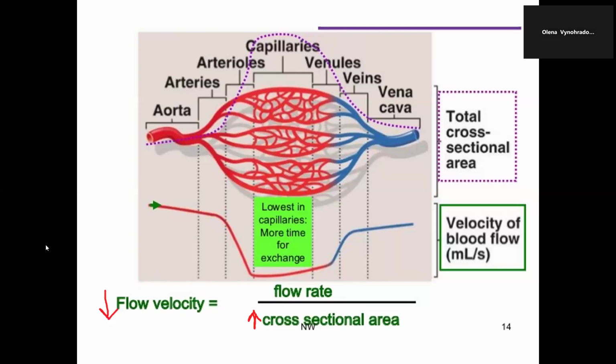Why I show this to you? Look, the cross-section of, for example, the aorta is here, and the cross-section of all capillaries will be here. What does it mean? It means that the lowest speed of blood transportation we have in capillaries. The highest speed we have in arteries, less speed in veins, and the slowest in capillaries, because here we have the biggest general cross-sectional area. Okay.